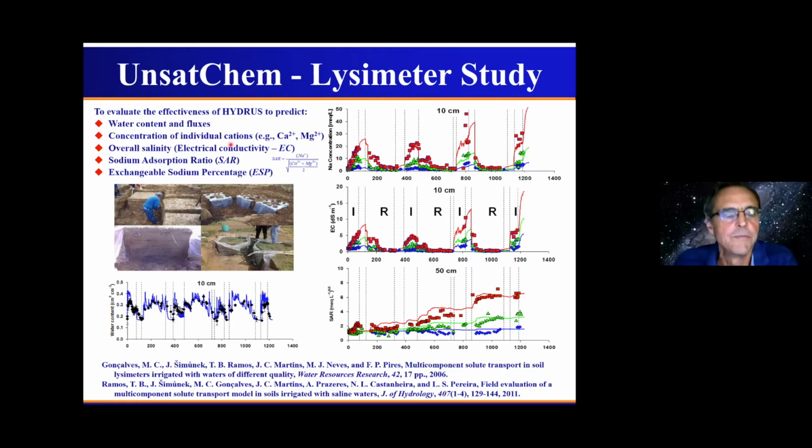expressed as an EC, sodium adsorption ratio, that's a variable which gives you information about the quality of the water, the quality of the soil, and whether it's gonna be impacted by processes such as swelling and shrinking and clay dispersion and stuff like that, right? And here you see some results in terms of water flow, cations, EC and SAR in different lysimeters which are irrigated with waters of different quality. And this was done without any calibration. Everything was measured independently.